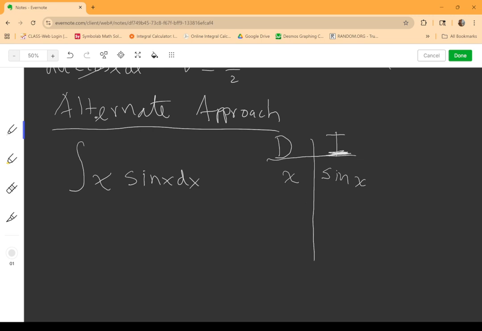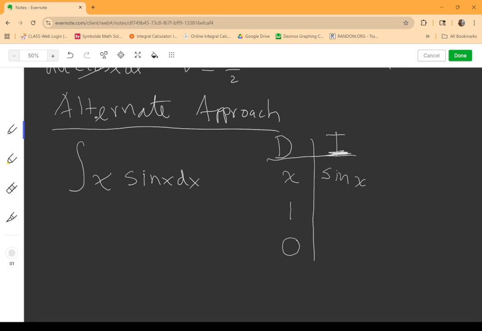Let me just work through this. Once I pick my functions, I'm going to differentiate. And how long do I differentiate for? Until I get to 0. We'll go over examples of what happens when I don't get to 0. So the derivative of x is 1, and the derivative of 1 is 0.